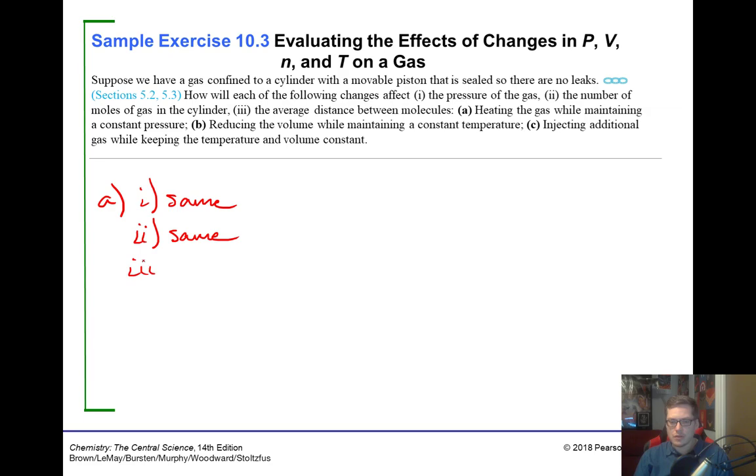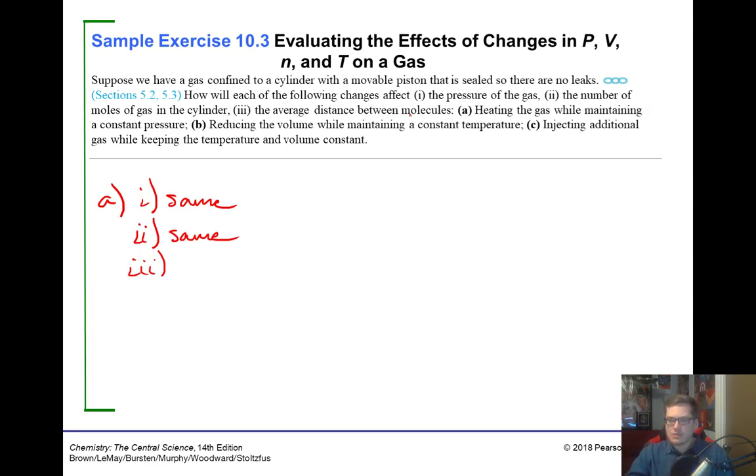All right. Now we're on the third. It says the average distance between the molecules. Well, average distance is really just dependent upon the volume, right? If we haven't added more things to it and we haven't taken away the space, then as our volume increases, the molecules will on average get farther apart. If the volume decreases, on average, the molecules will get closer together.